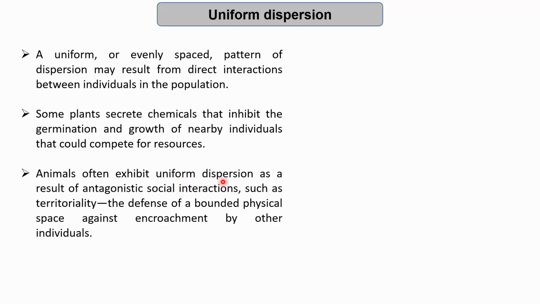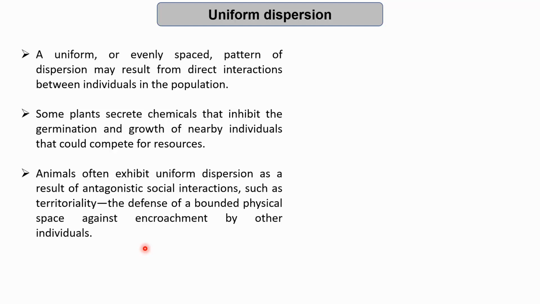Animals often exhibit uniform dispersion as a result of antagonistic social interactions. Antagonistic means opposite to each other. So they have antagonistic social interactions such as territoriality, that is, the defense of a bounded physical space against encroachment by other individuals. This behavior is commonly seen in animals where an individual would not allow any other individual to enter its territory.